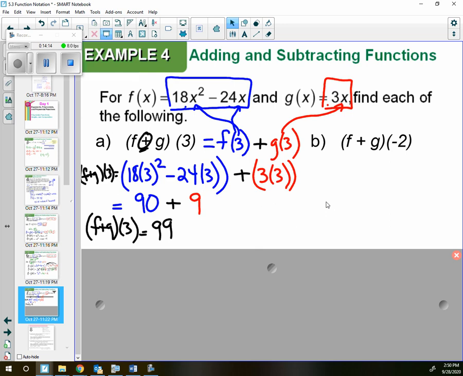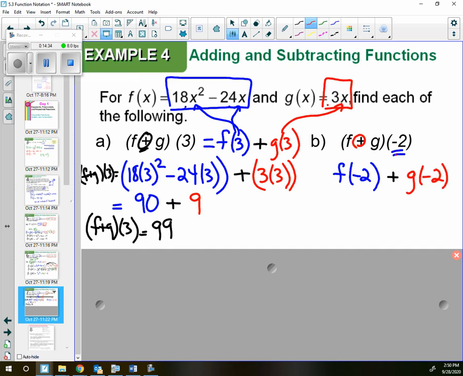All right, so what would f plus g of negative 2 mean then? Well, you're going to do the exact same thing, but evaluated now at negative 2. Negative 2 is your x value. That would be f of negative 2, and then plus g of negative 2. So whatever operation is in between your function names, that's what you're doing, and then you're just evaluating it at that number.